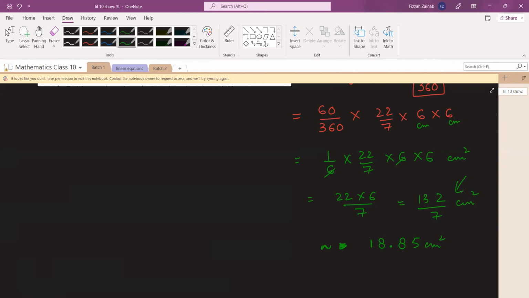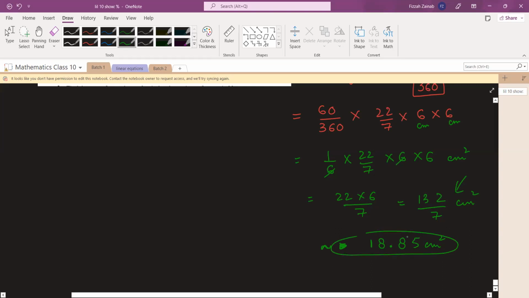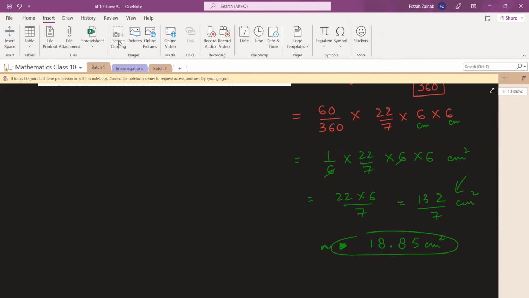Ma'am, it's given in fraction only. Okay, so you can leave it in fraction, because it is not exactly divisible. It will keep on coming. So I hope it's understood. This was a straightforward question. Second question, let's see.